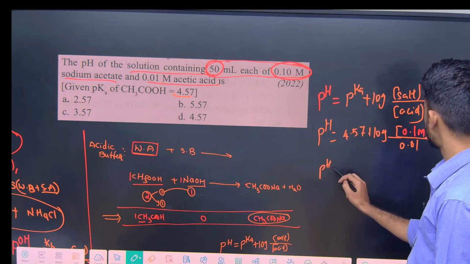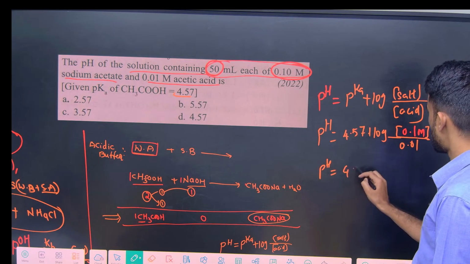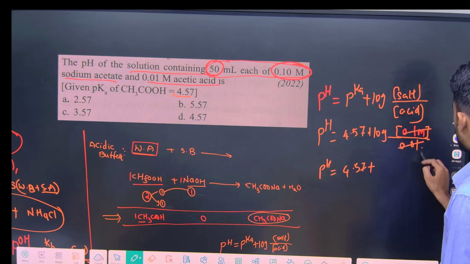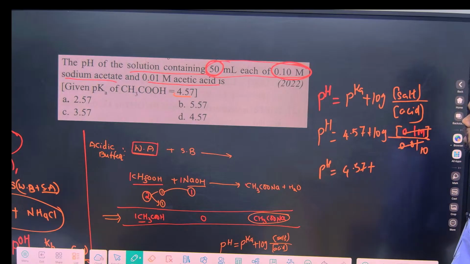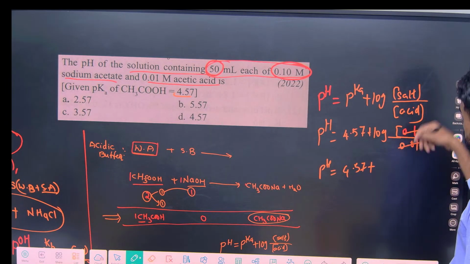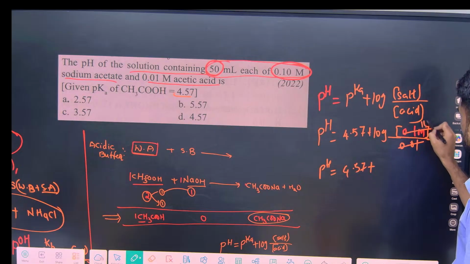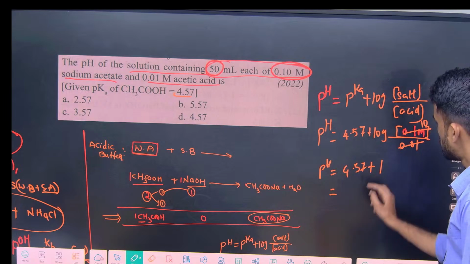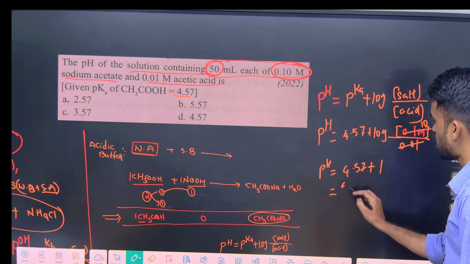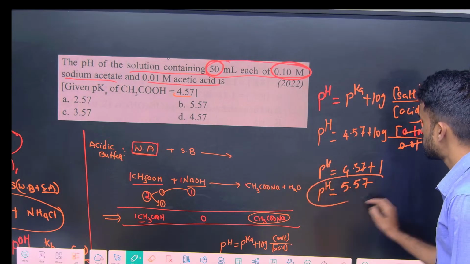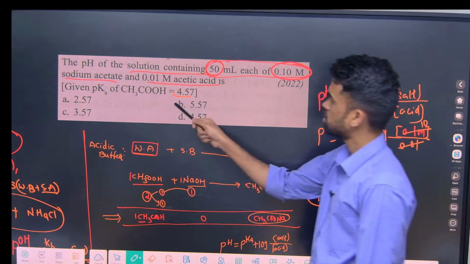pH is equal to 4.57 plus this one, which is 10 times. Since the salt concentration 0.1 is greater than the acid 0.01, the ratio is 10 here. So log 10 is 1. So how much will it be now? 4.57 plus 1, 5.57. So what is the pH of the resultant solution? 5.57. So we have option B.